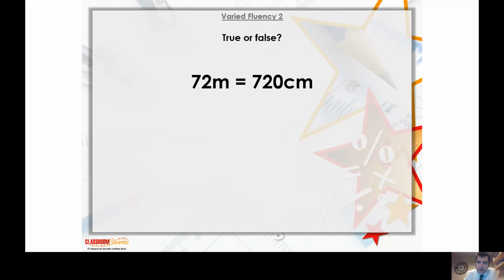Next one, guys, we've got a true or a false. I think that 72 meters is 720 centimeters. I've multiplied my number of meters by 10 to make my number of centimeters. Am I correct or am I incorrect? Have a think. Note it down. See if I'm correct or incorrect. Pause it if you can. Well done, guys. I was completely befuddled. I was wrong. I should be multiplying instead by 100. So it should be 7,200 centimeters, because each meter is worth 100 centimeters.